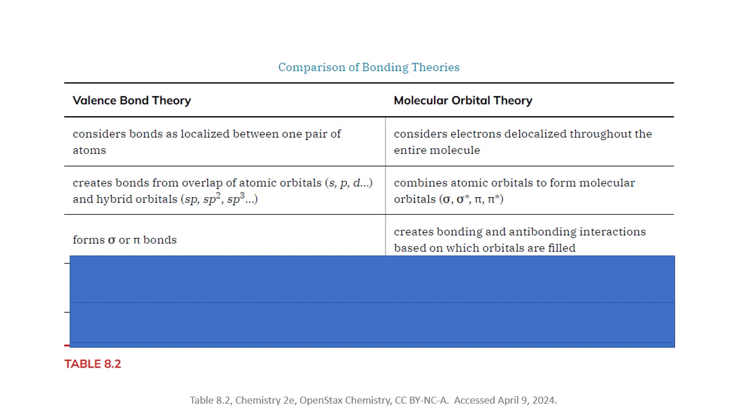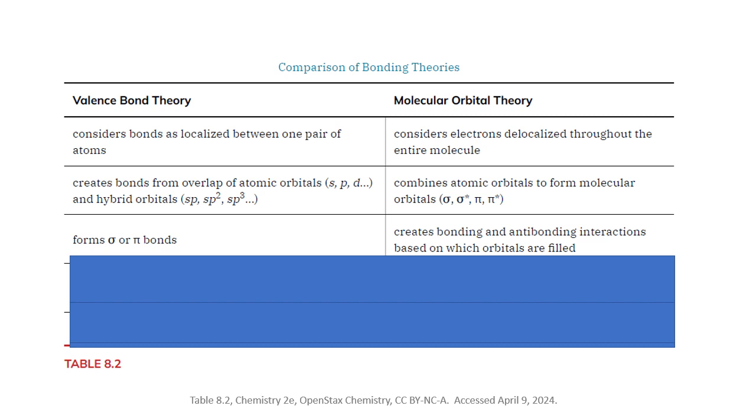Valence bond theory forms sigma or pi bonds. Molecular orbital theory creates bonding and antibonding interactions based on which orbitals are filled. What is that talking about? Okay, if you watch this after you've watched the molecular orbital theory one, then this will make total sense, and if not, you may want to go visit that next.